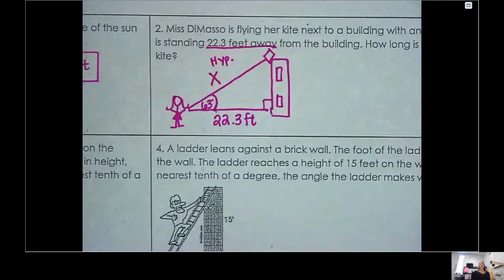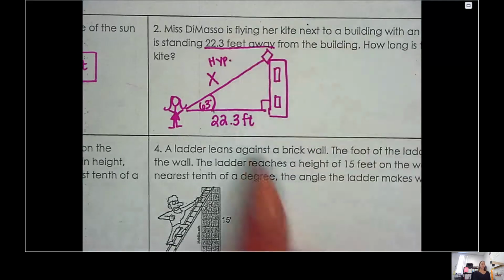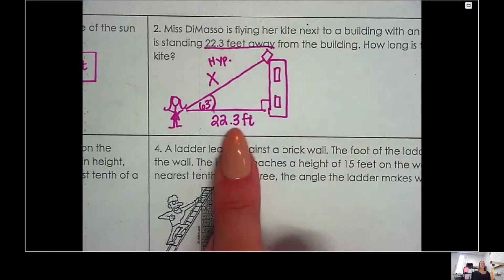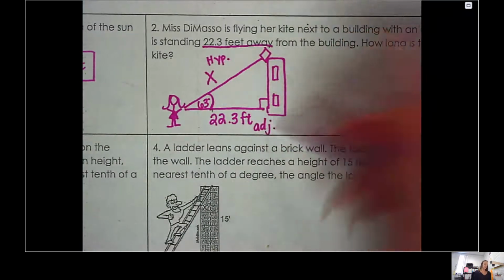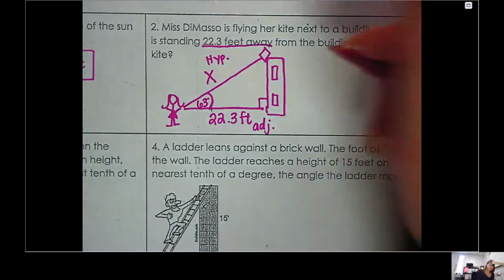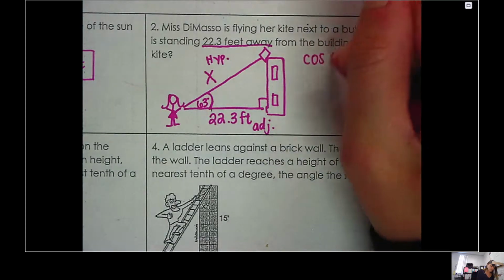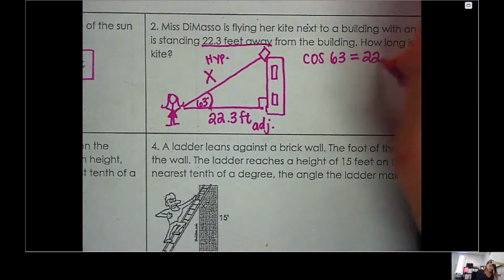And now that I have my beautiful drawing, now I can do the problem. So I already know that this one's my hypotenuse. Which side is this one here, adjacent or opposite? Perfect. And which one uses adjacent and hypotenuse? Cosine. Who wants to set it up for me? Go for it, Amaya. Cosine 63 is equal to 2.3 over L. Perfect.